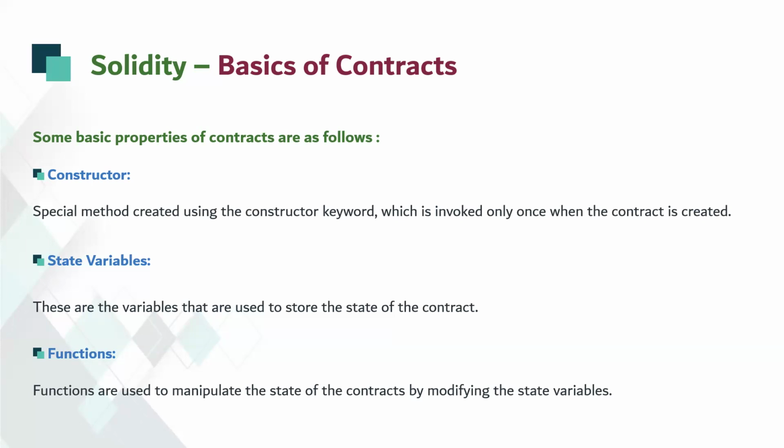By modifying the state variables within functions, you can effectively change the state of the contract over time, reflecting the desired behavior and functionality of your smart contract. So in summary here, the constructor is a special method executing once during contract creation for initialization purposes. State variables store the contract's state or internal data, while functions define the behavior and allow manipulation of the state variables to achieve desired functionality in the contract.